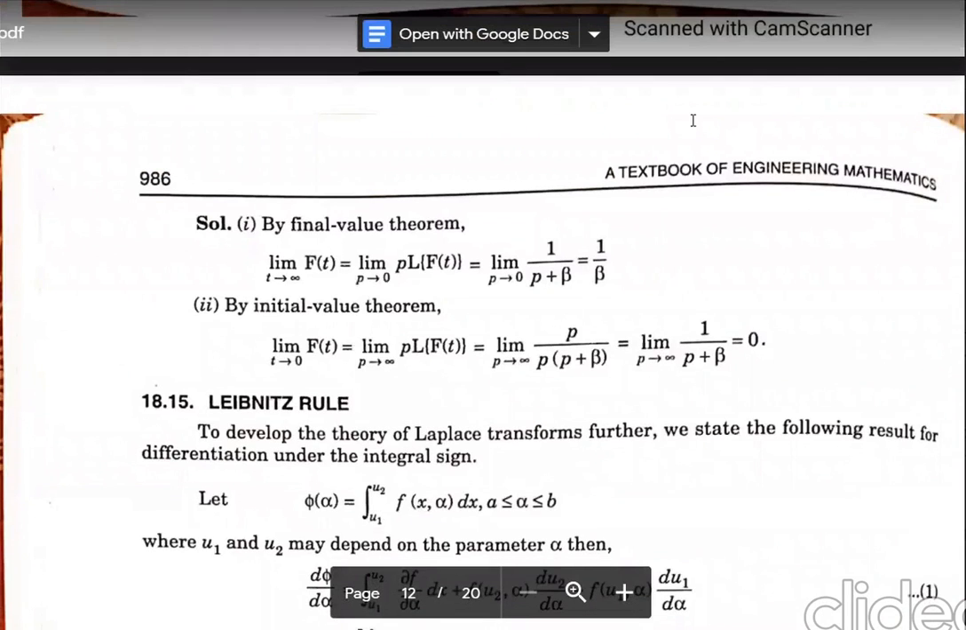Just simply substitute here. This p and this 1 by p into (p plus beta), the p will cancel, leaving 1 by (p plus beta), and if you take the limit p equal to 0, you will get 1 by beta. Similarly, the initial mean value theorem is the same.